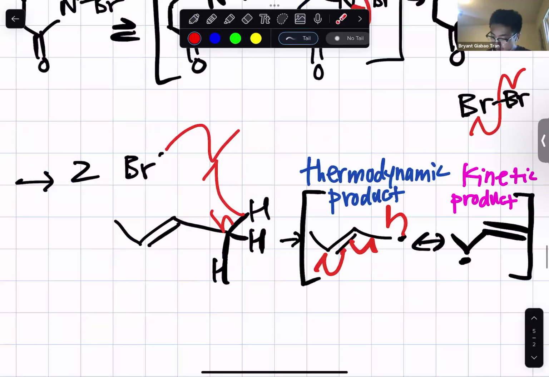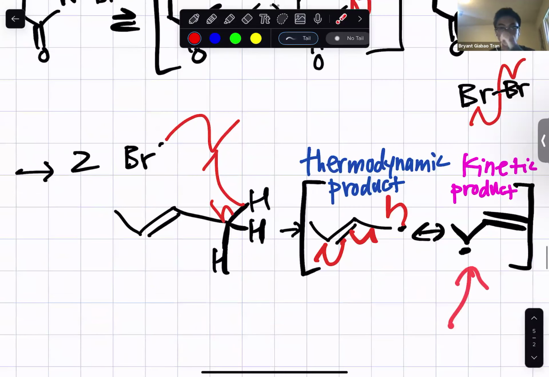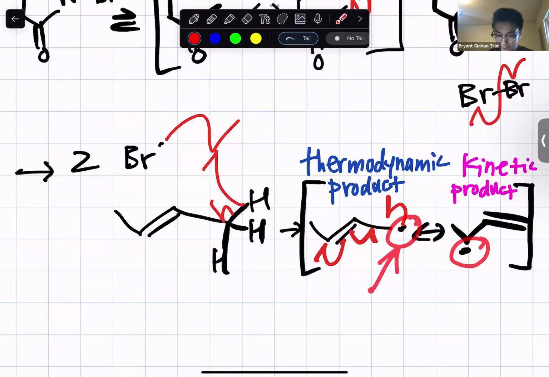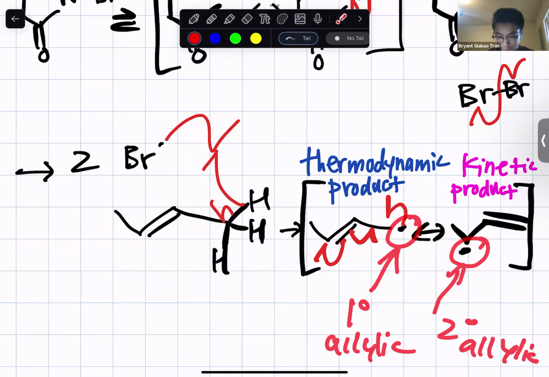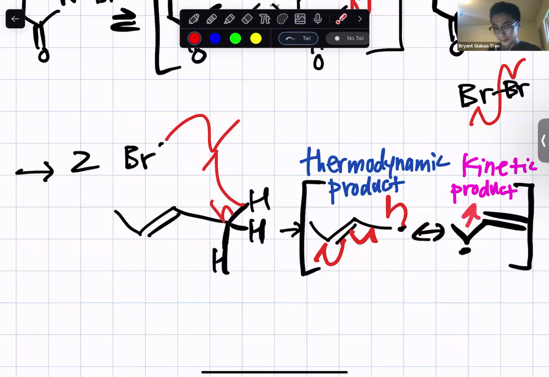The reason why this is the kinetic product is because this radical right here on that structure is secondary allylic, whereas this radical here is primary allylic. Secondary allylic is more stable than primary allylic, which is why it gives us the kinetic product. But this double bond here is less stable than that double bond, which is why it's not the thermodynamic product. This is the thermodynamic product because it gives us the more stable double bond.